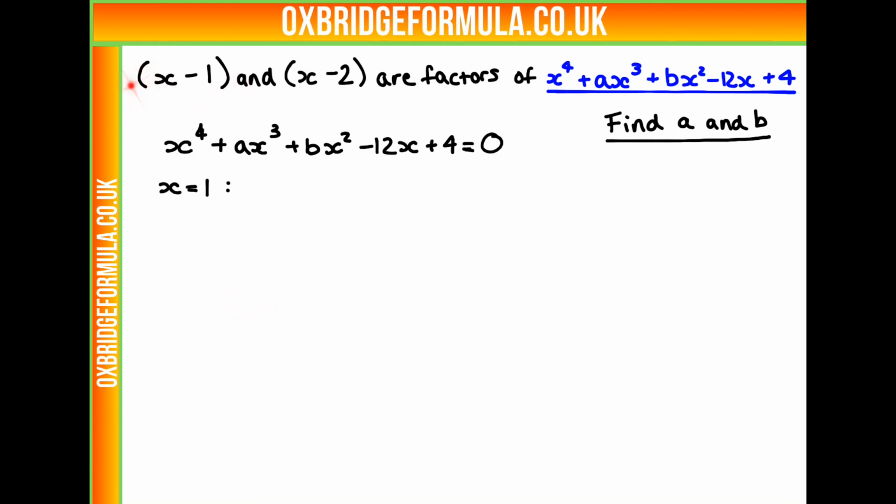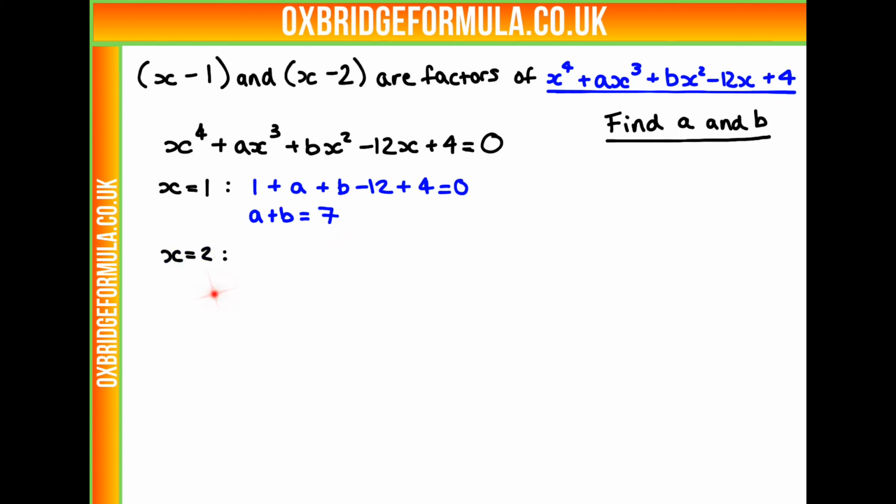We know that x is going to equal 1 with this as a factor. So setting x as 1, we can substitute this in here and work out some values for a and b. So we're going to have 1 plus a plus b minus 12 plus 4 equals 0. So we can simplify this down and we get a plus b equals 7.